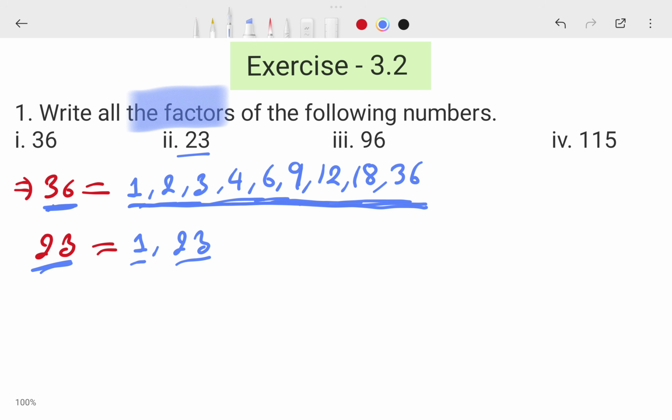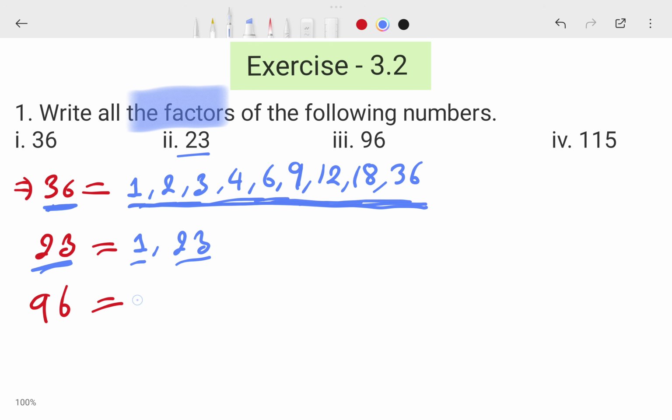Okay, so let's talk about 96. So this is 96. I'm writing with another pen. I will take a bit of time to explain, but I will explain very clearly. Now this is 96. Let's find the factors of 96.